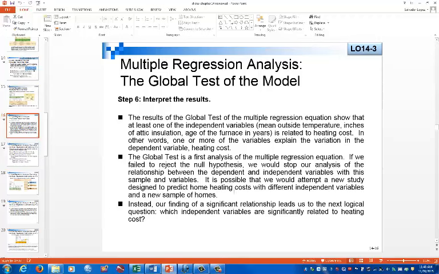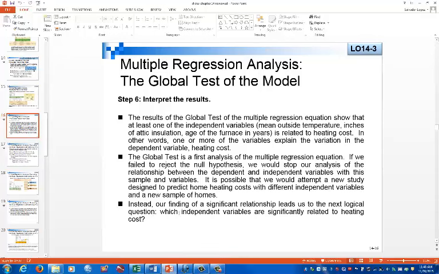It is possible that we will attempt a new study designed to predict home heating costs with different independent variables in a new sample of homes, because we fail to prove that even one of them will be different, or to accept even one of those coefficients.